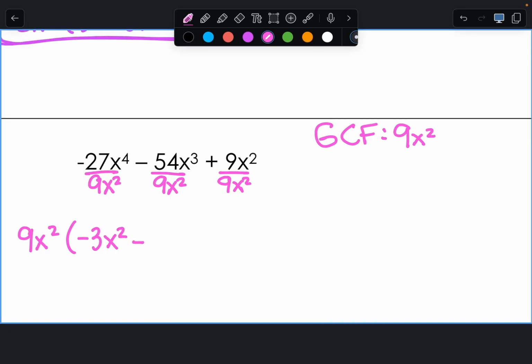54 divided by 9. It's negative 6. Negative 6x. And 9x squared divided by 9x squared is 1. You're dividing the same thing into itself.